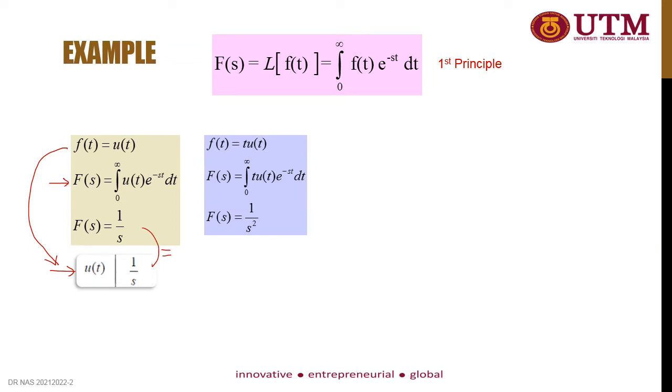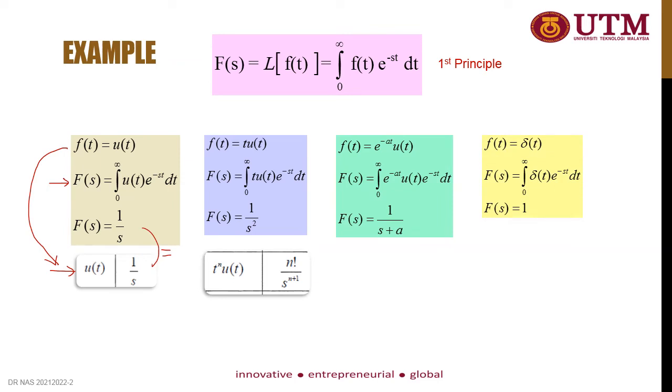Okay, same goes to the next equation. You have a function of t u(t). By using first principle, you perform the integration and you get 1 over s squared. If you refer to the table, when you have t to the power of n u(t), in the s domain it is equal to n factorial divided by s to the power of n plus 1. In this case, your equation is t u(t), so your power n is 1. So n equal to 1, factorial divided by s to the power of 1 plus 1. So it is the same answer.